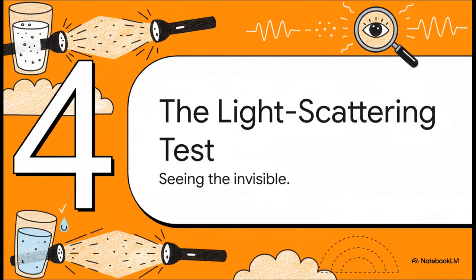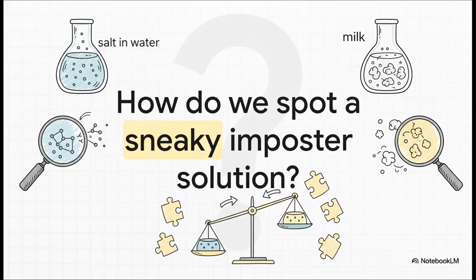Okay, things are going pretty well. But what about those mixtures that try to trick us? I'm talking about things like milk or fog. They look uniform, kind of like a solution, but they're hiding a secret, and all you need to find it is a beam of light. So this is the puzzle, right? How can a scientist tell the difference between a real, true solution, where the solute particles are tiny and totally dissolved, and a sneaky imposter, like milk, where bigger particles are just floating around.